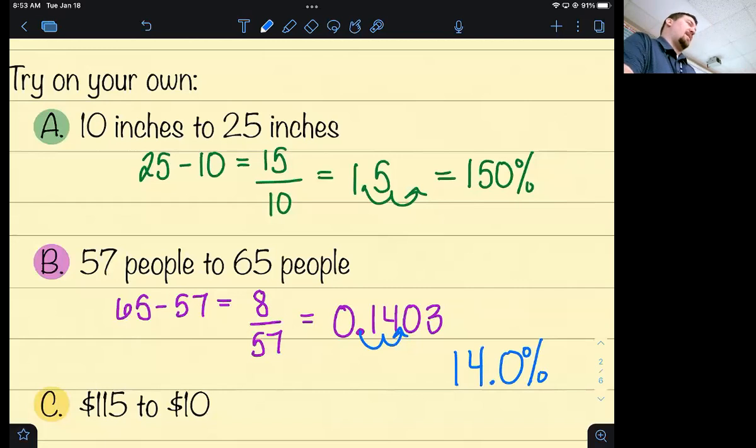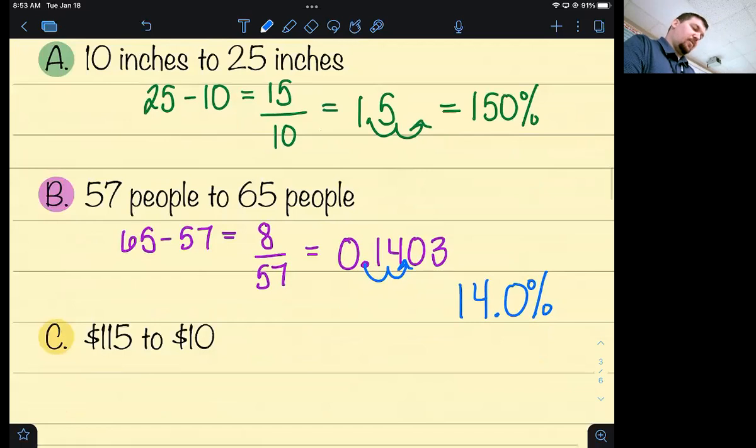This just tells you that it was rounded, it's not exact. So 14 or 14.0%. And then the last one, $115 to $10. Is this a percent increase or decrease? This will be a decrease. Again, it doesn't change how we solve for it. Subtract, divide, and slide.